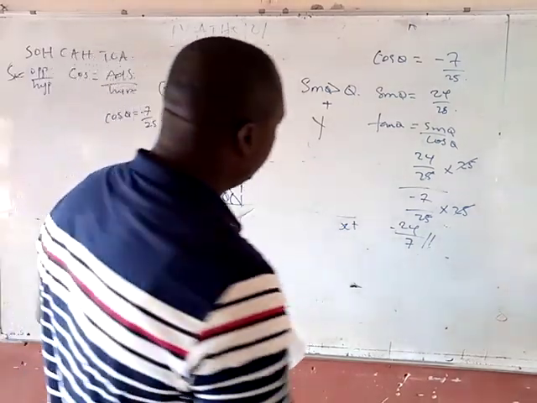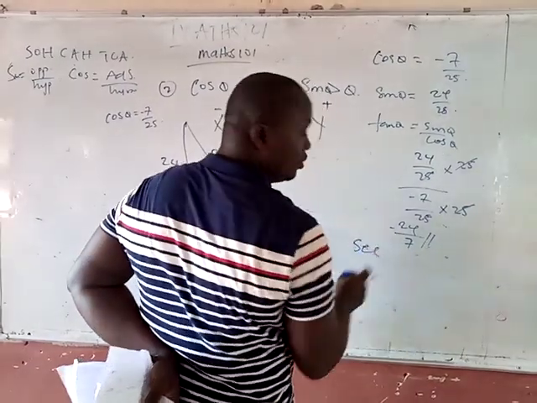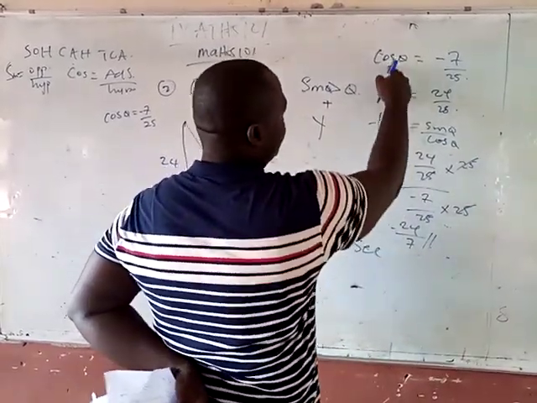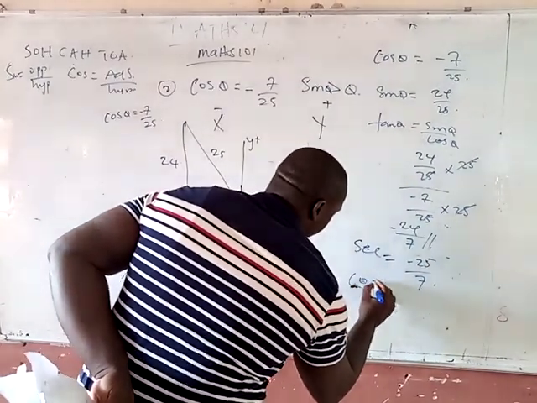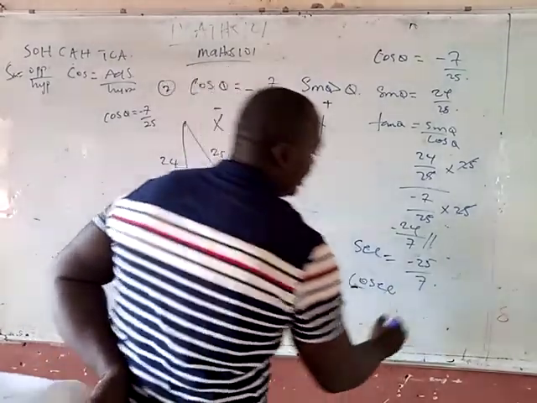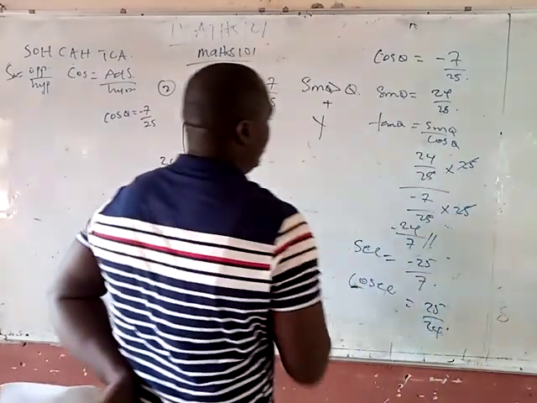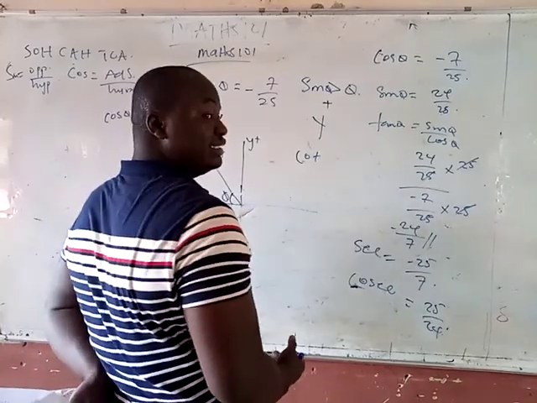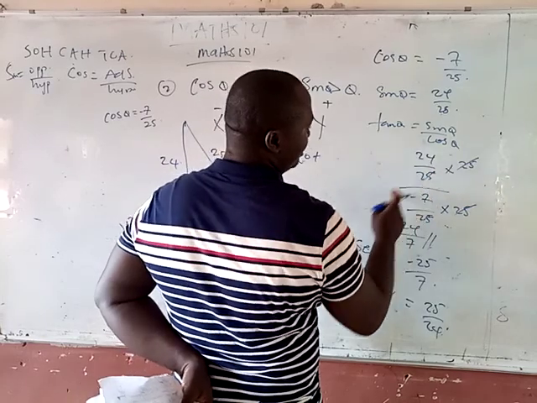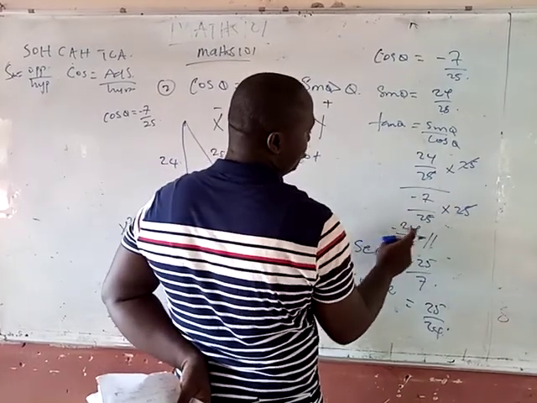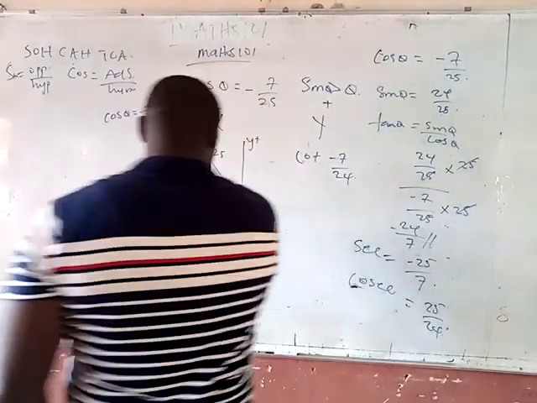So the next thing is the other functions. Remember, there are 6. We still have sec, which is the inverse of cos. Cos is minus 7 over 25, so sec should be minus 25 over 7. What about cosec, which is 1 over sine? It is 25 over 24. What about cot of theta? Cot is the inverse of tan. We already have tan theta to be minus 24 over 7, so cot theta is minus 7 over 24. Are you with me?